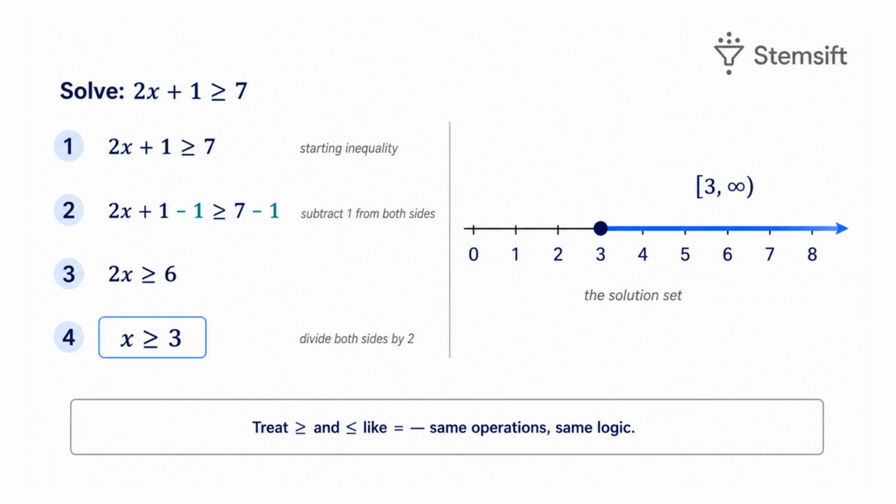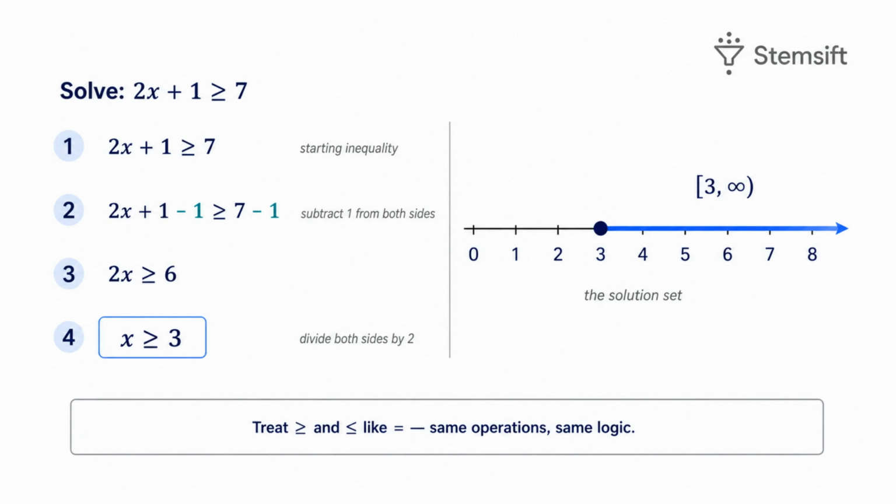Let's solve this one. 2x + 1 ≥ 7. We want every value of x that makes the left side at least 7. First step, get rid of that plus 1. Subtract 1 from both sides. The left becomes 2x, the right becomes 6. So now we've got 2x ≥ 6.